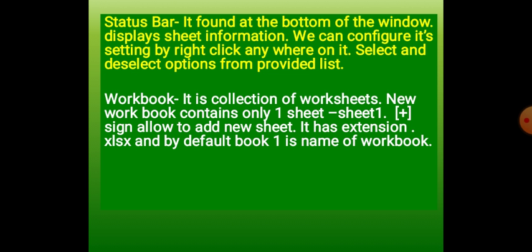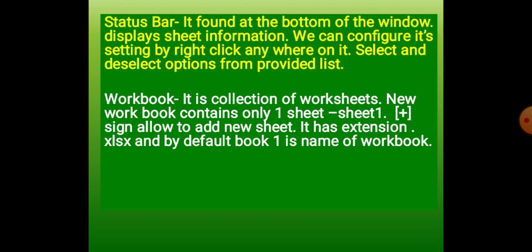Status bar. At the bottom of the window there is a bar that is known as the status bar. Children, this bar displays information about the sheet we are working on. If a sheet has more than one page, it also shows which page number we are working on. And if we want, we can also configure its settings. It means if you want to display some more information, we can do it. We can select or deselect options: just right click on the status bar and select or deselect the options provided in the list.